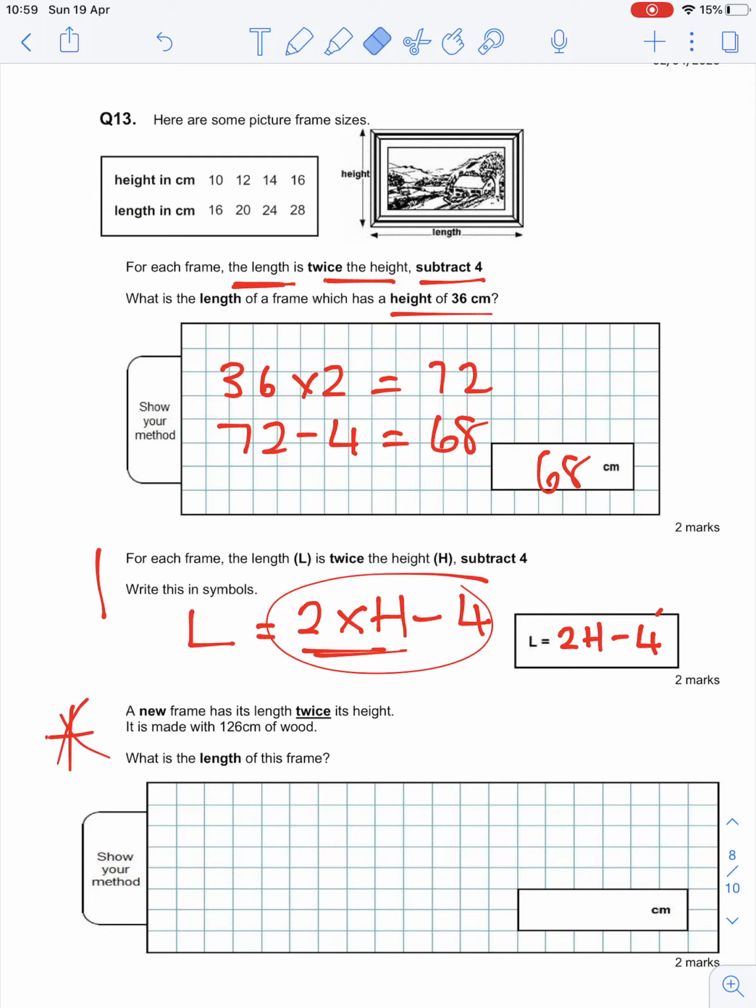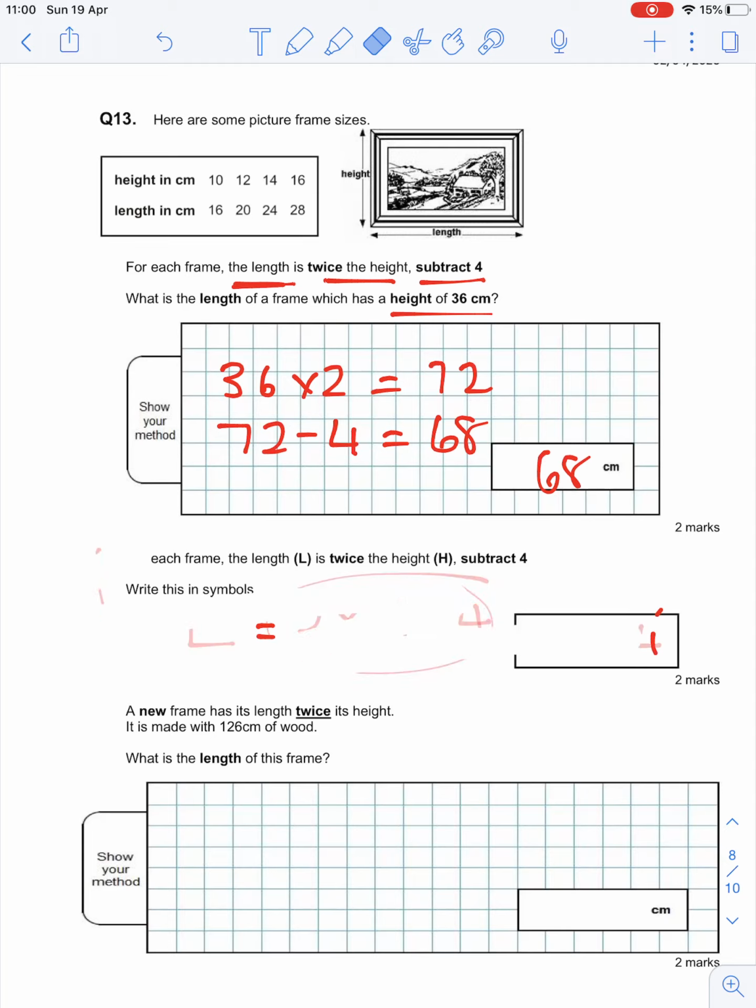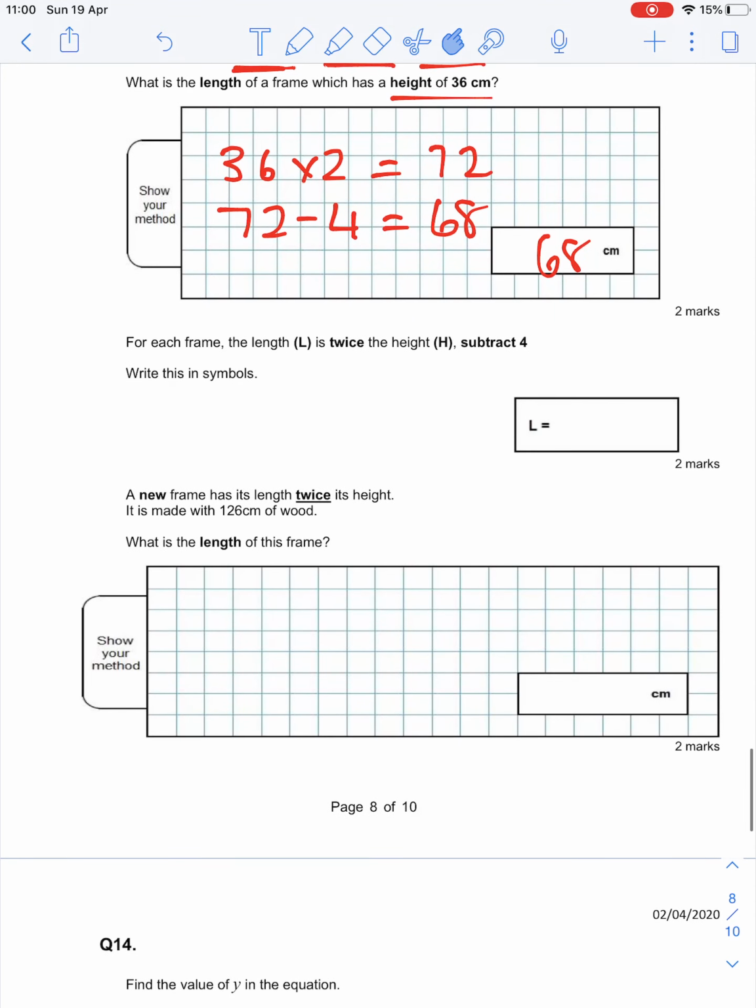Right, this one's slightly more tricky. So, you've got a new frame. Shall I get rid of this because it's a little bit distracting? For me anyway, probably not for you. So it says a new frame has its length twice its height, and it's made with 126 centimetres of wood. Let's find out what the length of the frame is.